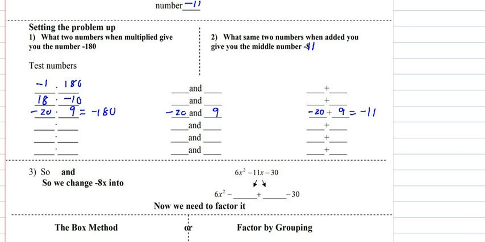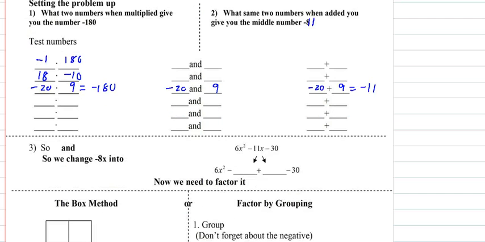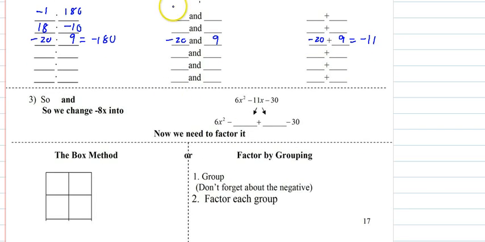Alright, so here's a different way now. So what it does is this. Those two numbers we found, those magical two numbers, they turn that negative 11 into negative 20x and 9x. And then now how many terms are there? We have 1, 2, 3, 4. 4 terms. So now you can take those 4 terms and do grouping or box. So I'm going to choose box.